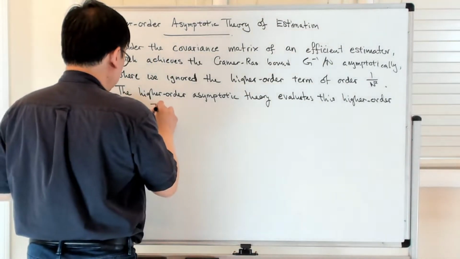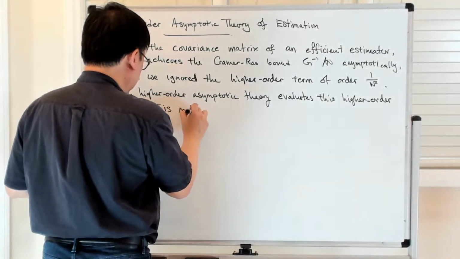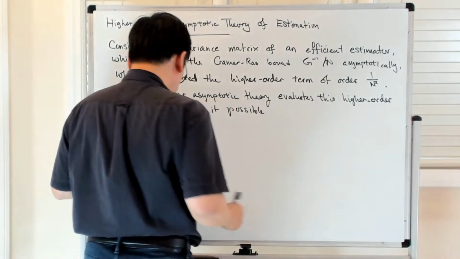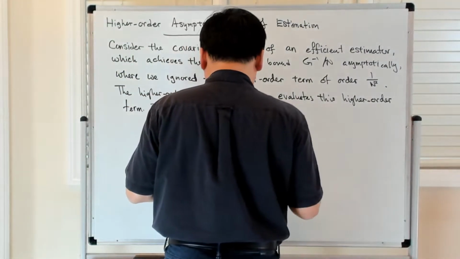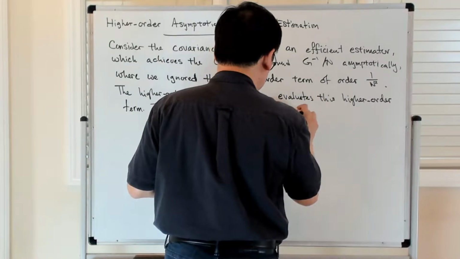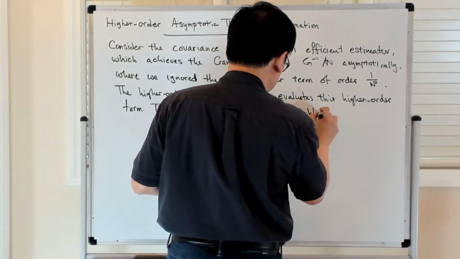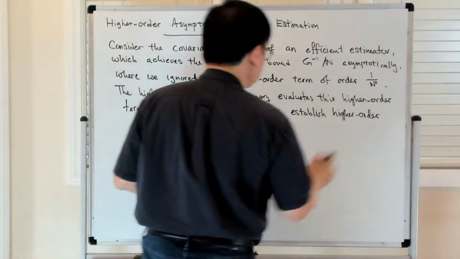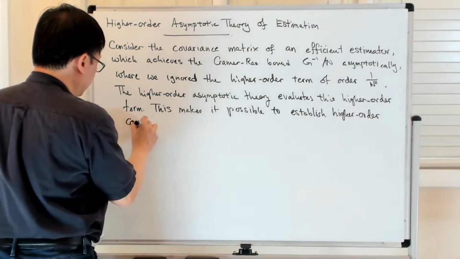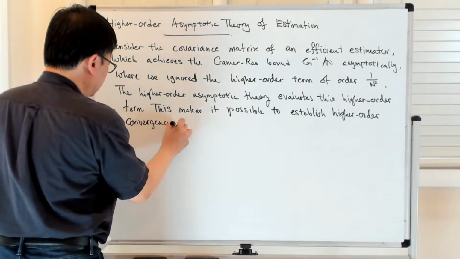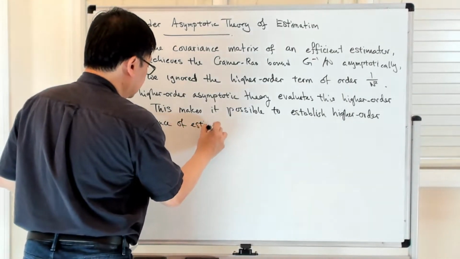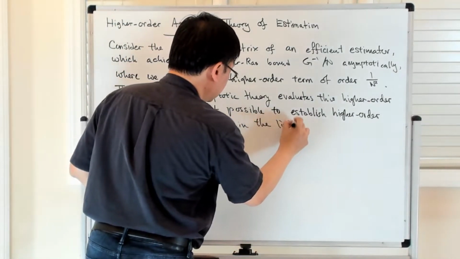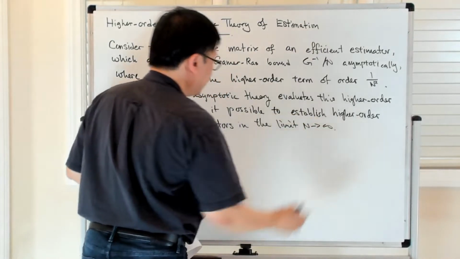So this makes it possible to basically establish higher order convergence of estimators in the limit where n goes to infinity, right?